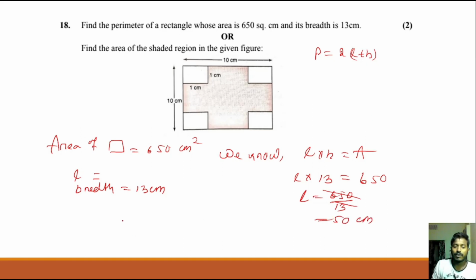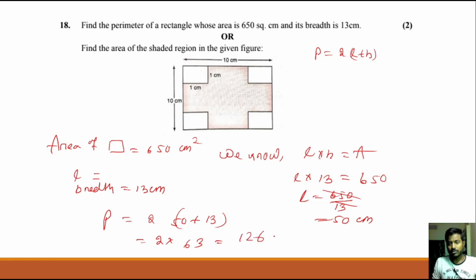So now find the perimeter. Perimeter formula is 2 times (L plus B). So 50 plus 13, equal to 2 into 63, that is 126 centimeter. Understand? First you should find the length, then in the perimeter formula put the values of L and B, then you find the perimeter. Okay.